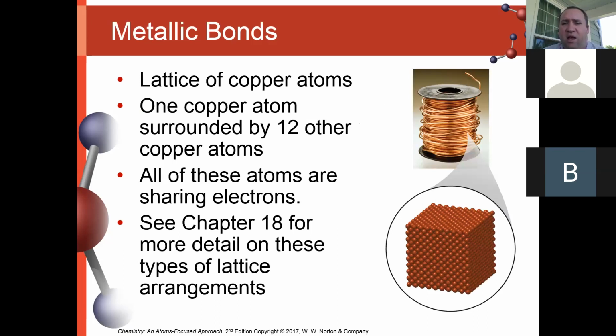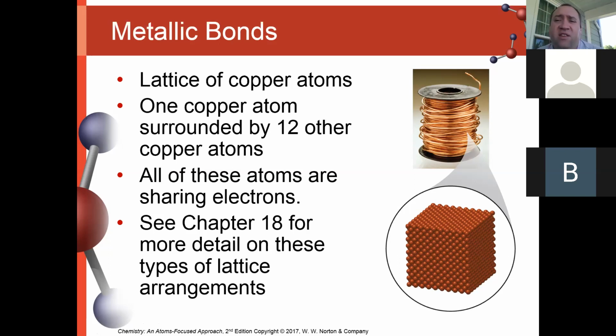Metallic bonds do form these kinds of lattices. It's not quite the same kind of lattice as an ionic crystal. But what we get are called close packing structures, where those atoms in that matrix are touching many other atoms in a similar fashion, which is why metals are considerably more dense than other substances.